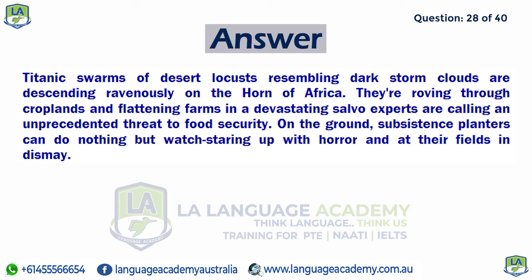Titanic swarms of desert locusts resembling dark storm clouds are descending ravenously on the Horn of Africa. They're roving through croplands and flattening farms in a devastating salvo experts are calling an unprecedented threat to food security. On the ground, subsistence planters can do nothing but watch, staring up with horror and at their fields in dismay.